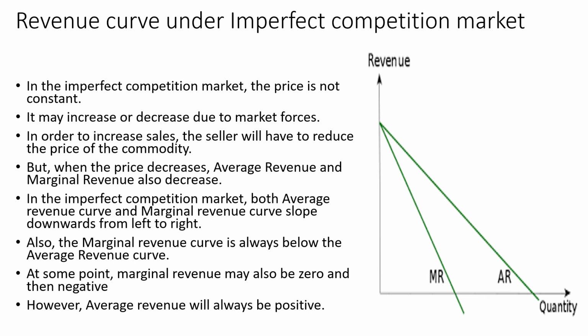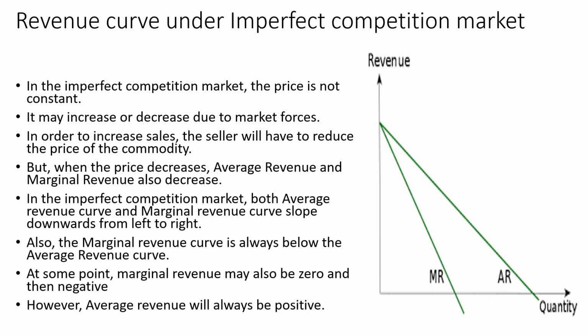Okay, in order to increase sales, the seller, we know, has to reduce the price of the commodity. But when the price decreases, the average revenue and marginal revenue would also decrease. And in the imperfect competitive market, both average revenue and marginal revenue, as you see in the figure, slope downwards from left to right.